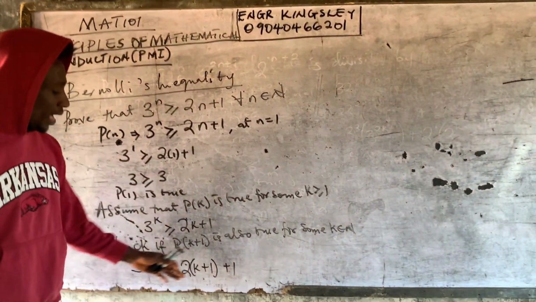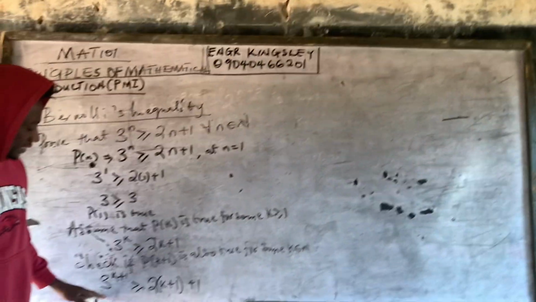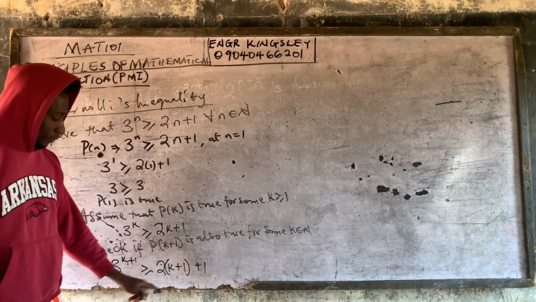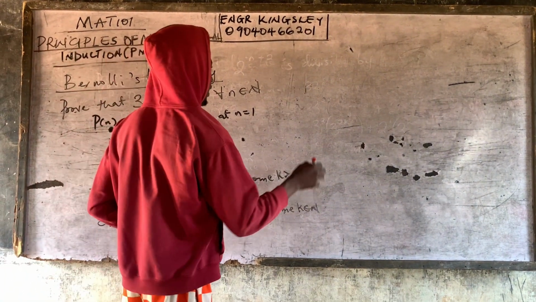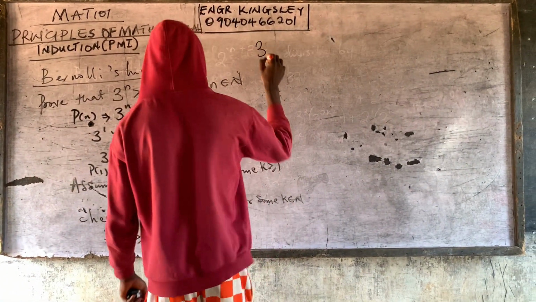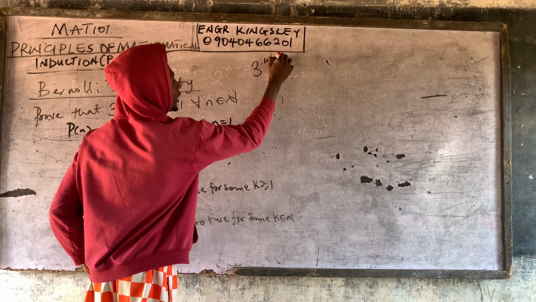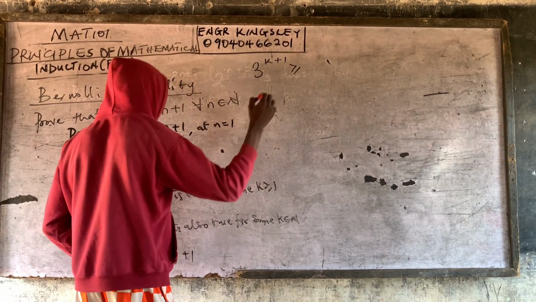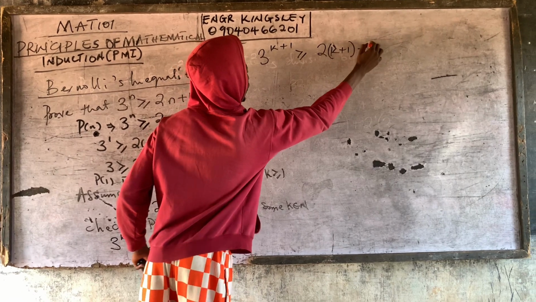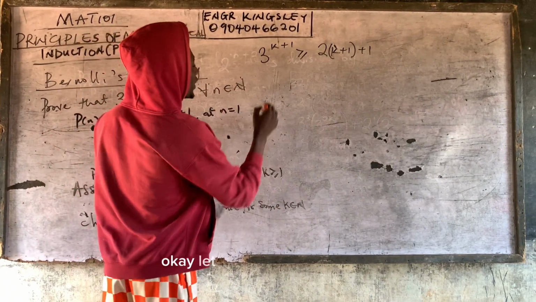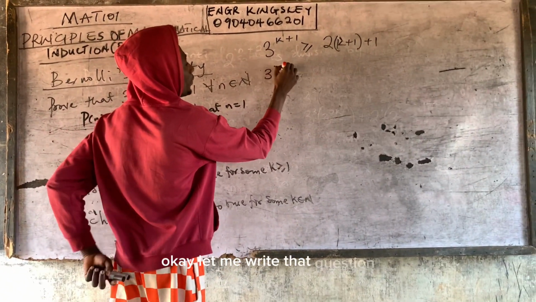Okay? Since we have this, we can check whether the left hand side is greater than or equal to the right hand side. So we can check whether the right hand side is less than or equal to the left hand side. Let's start from the left hand side. Okay, let me write out the question here so that you understand it well. 3 raised to the power k plus 1 is greater than or equal to 2 into the bracket of k plus 1, plus 1. Okay? So let's pick the left hand side, 3 raised to the power k plus 1.